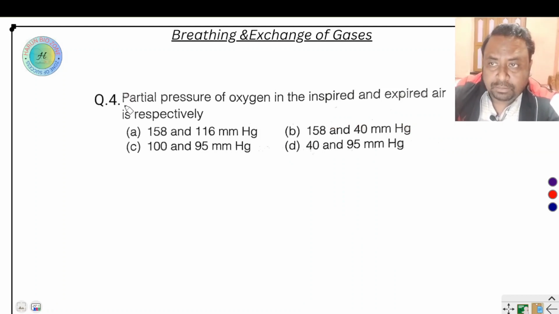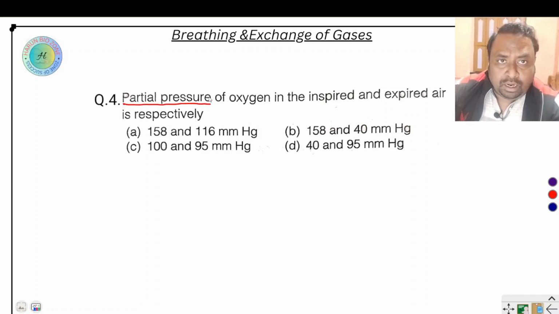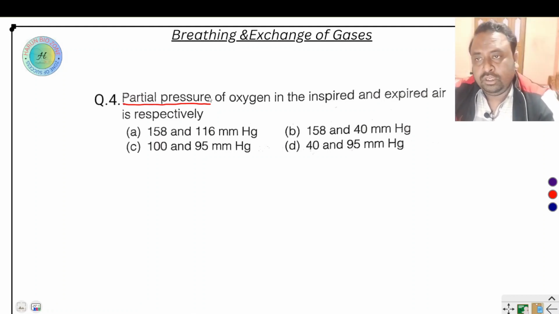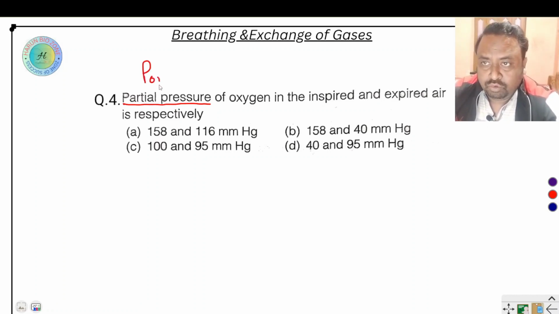What is partial pressure? Our air is a mixture of gases, mainly oxygen and carbon dioxide. The pressure exerted by one gas from the mixture is called partial pressure. Partial means part of the mixed gas. The partial pressure is represented as PO2 or PCO2.